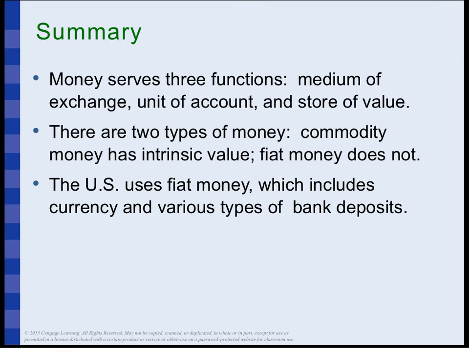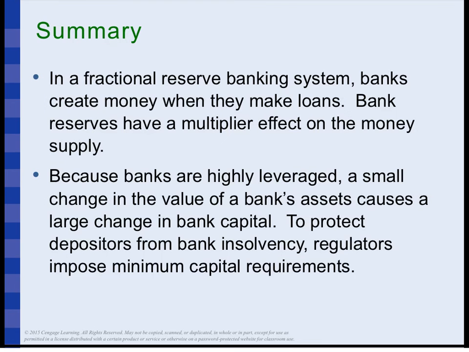We learned that money serves three functions: medium of exchange, unit of account, and store of value. And we learned that there are two types of money: commodity money, which has an intrinsic value, and fiat money, which does not. The US uses fiat money, which includes currency and various types of bank deposits. And we learned that banks create money, and how banks create money is a big topic in this chapter. It happens in a fractional reserve banking system, and banks create money when they make loans. Bank reserves have a multiplier effect on the money supply.